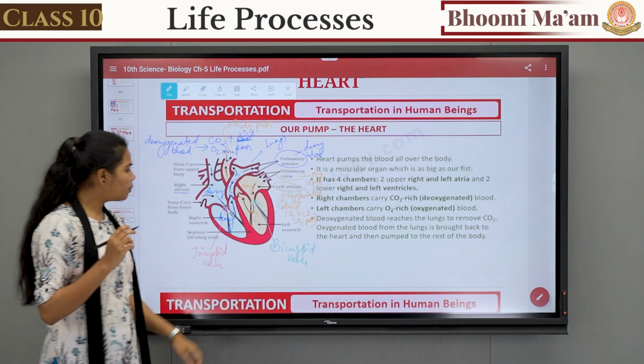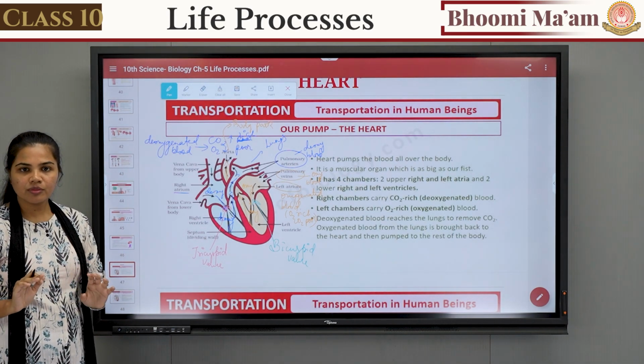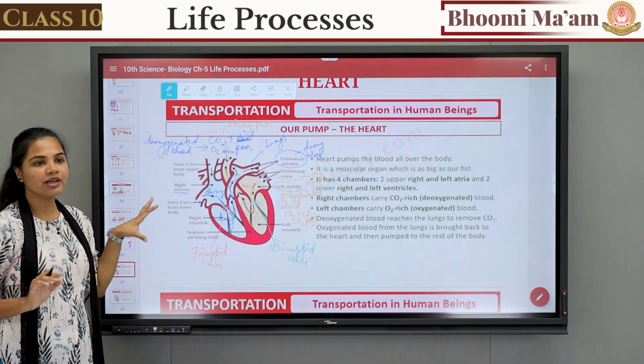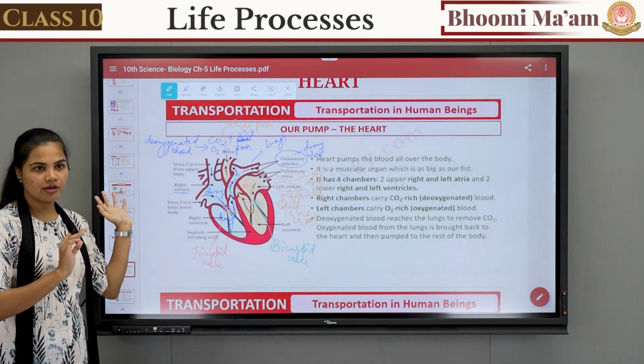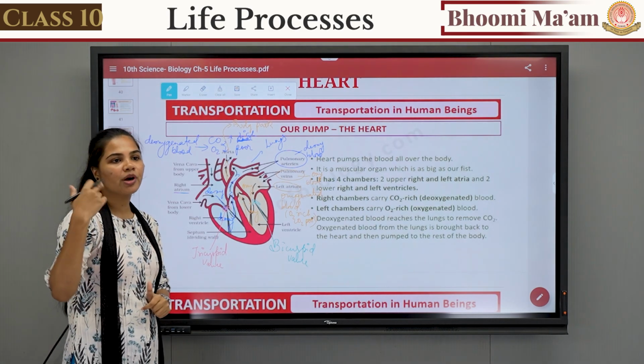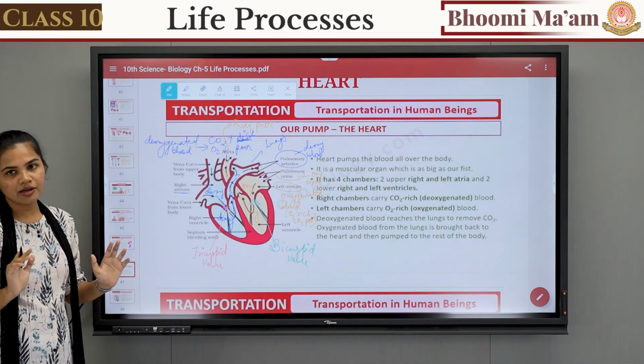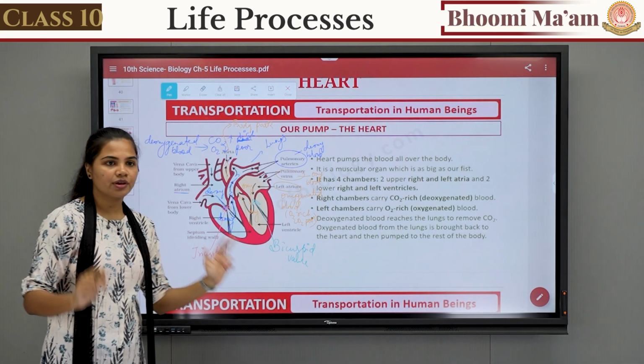So the function of this valve is to prevent the backflow of the blood. So you must have understood about this particular flow of the blood from the heart to different parts of the body, and from different parts of the body back to the heart, right? Okay, thank you.